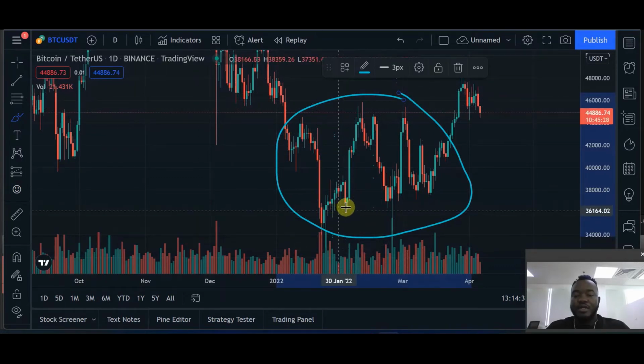Let's assume this coin started from here and pumped from here: 37, 40, 41, 42, and up to 44 before it started the dump. How do we know that this coin will dump from here?